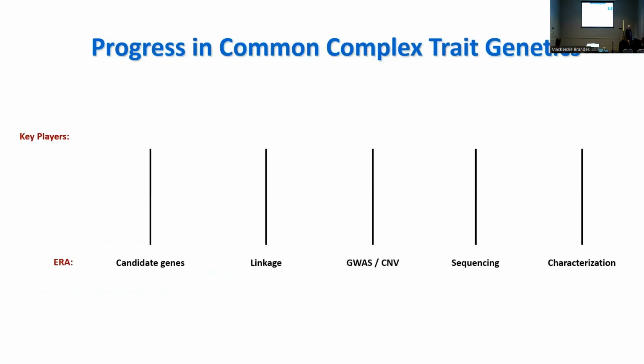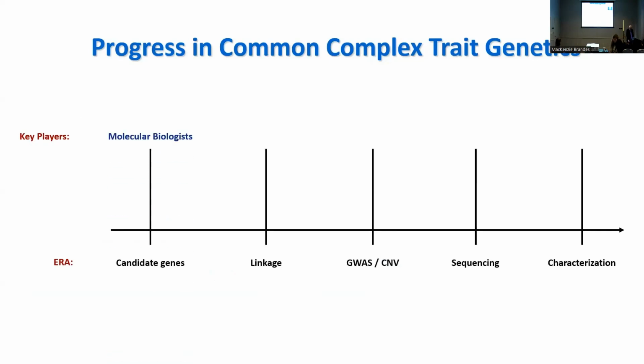When I was doing my PhD, we worked on candidate genes, and that was really the domain of molecular biologists. And then when we got into looking at the genome more objectively through linkage analysis, that was really the domain of statisticians. And then when we were doing GWAS, we were very dependent on clinicians to get the data sets that we needed to make genetic discoveries.